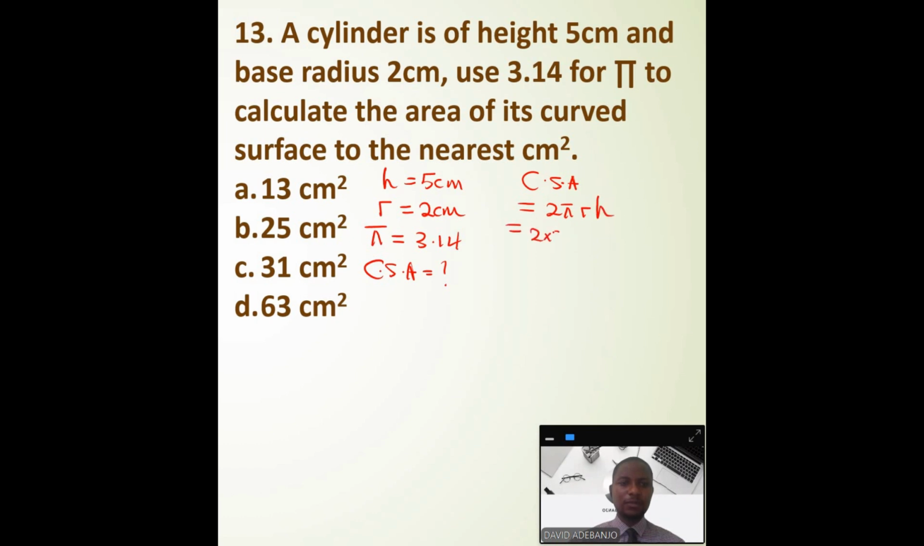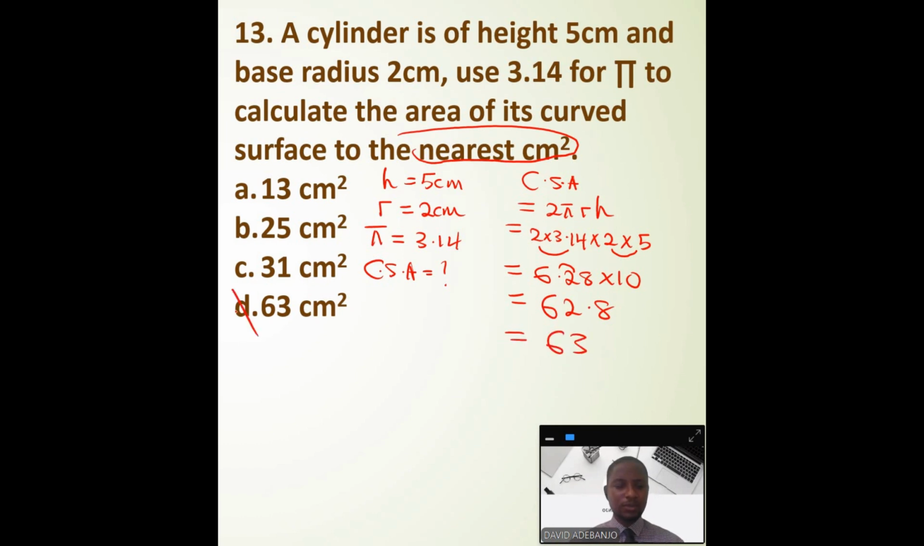Then you have 2 times 3.14. Don't use 22/7. That's a common mistake of students. They use 22/7. Then height, we're told that is 5. So I can multiply this 2 and also this 2. I multiply the first 2, I have 6.28, times the next 2, I have 10. So it's just to move one step further. So you have 62.8. And the question said you should round up to the nearest square meter, meaning nearest whole number. So that's 63. So your answer is option D.